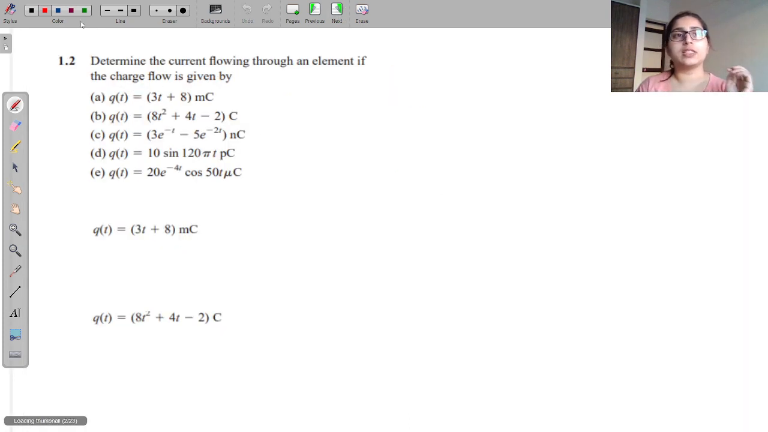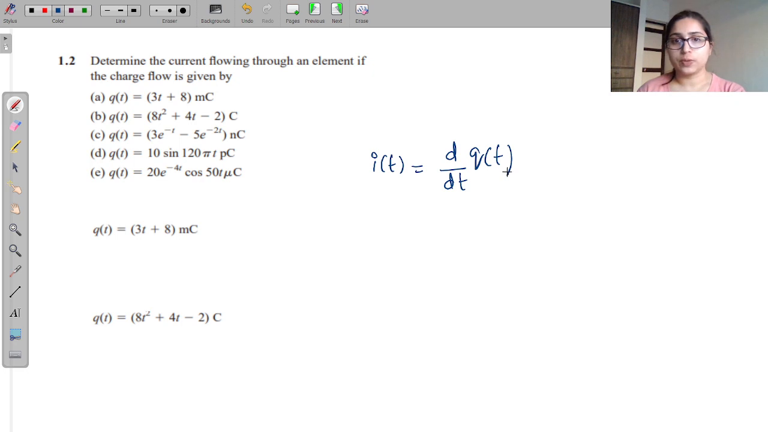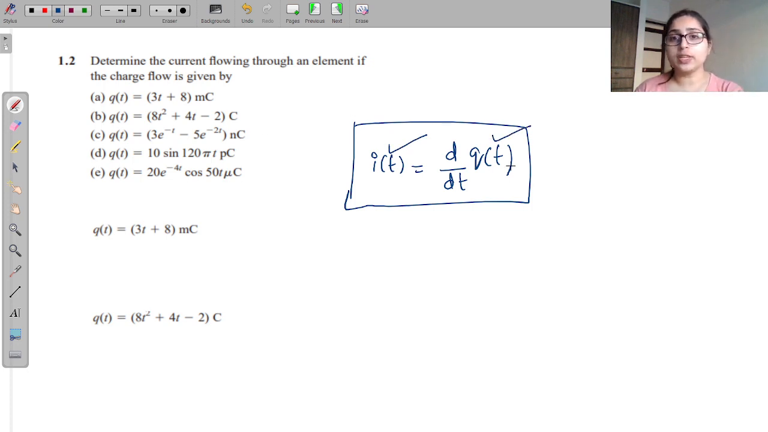So next, determine the current flowing through an element if the charge flow is given by. You know the current is the rate of change of charge. Rate of change of charge. So this is the formula for current. So now I have to find the current. This is given. So you know Q is a function of time, means it is dependent on time. So that's why I have taken Q of t and I am differentiating it with respect to t.